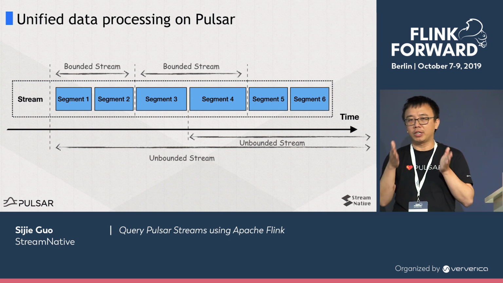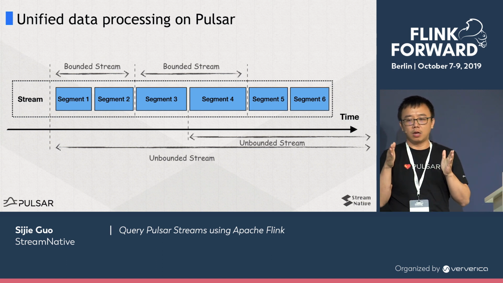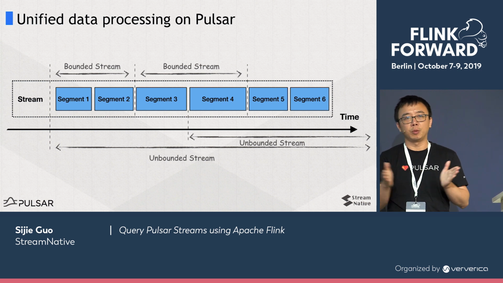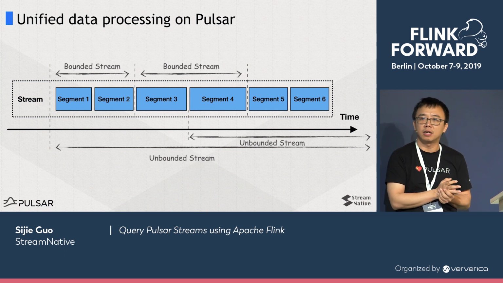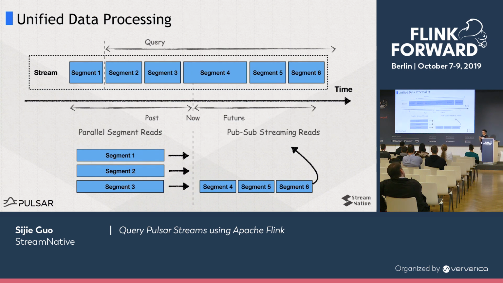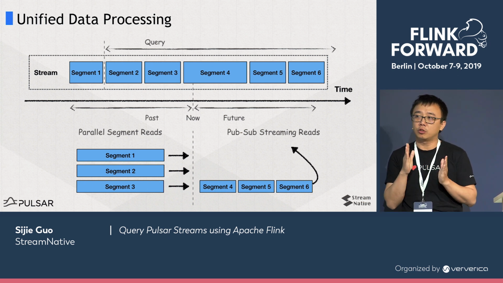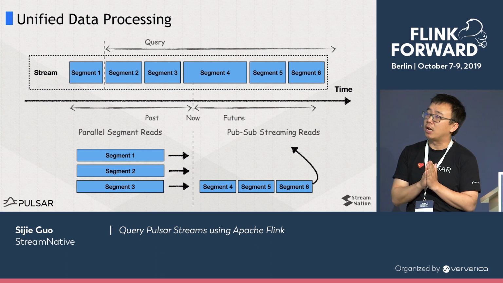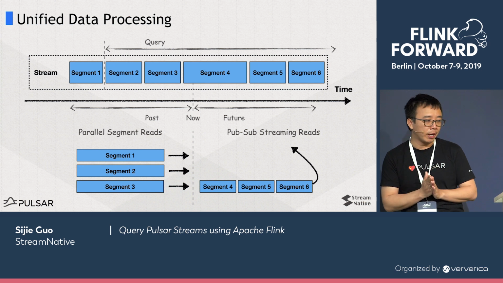Bounded streams can be broken down into a set of segments, and you can process the segments in parallel. But if you are running a streaming or continuous query, it's more of a streaming model that keeps tailing the data from streams. That is the eventual vision of how Pulsar presents data to any computing engine. Any computing engine can leverage both the PubSub messaging API and the segment API to access the data more efficiently.